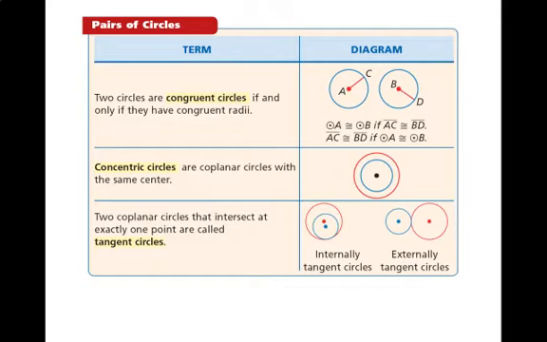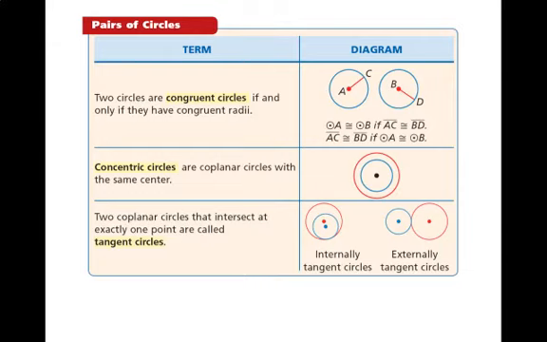This would be like if you were to drop a rock in a pond and you see all the ripples going out from the rock. Those are concentric circles. Then you also have tangent circles. Just like a tangent line intersects the circle exactly once, tangent circles intersect each other at exactly 1 point. Now if you look at the diagrams, you have internally tangent circles and externally tangent circles.